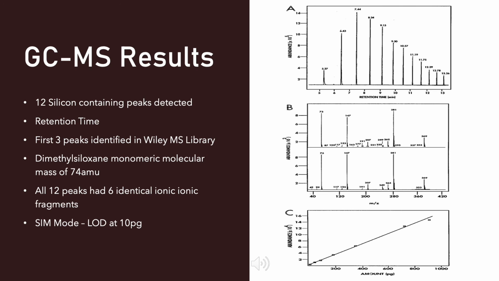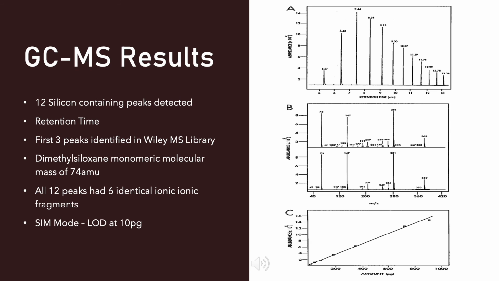dodecamethylpentasiloxane, which is shown in Figure B compared to the Wiley mass spectra. The second peak was tetradecamethylhexasiloxane, and then the third peak was hexadecamethylheptasiloxane. Peaks 4 through 12 were not identified through Wiley, so the authors used fragmentations from each peak to help identify it further.